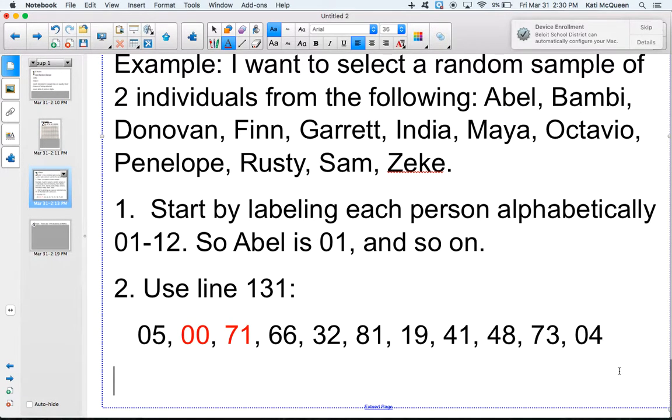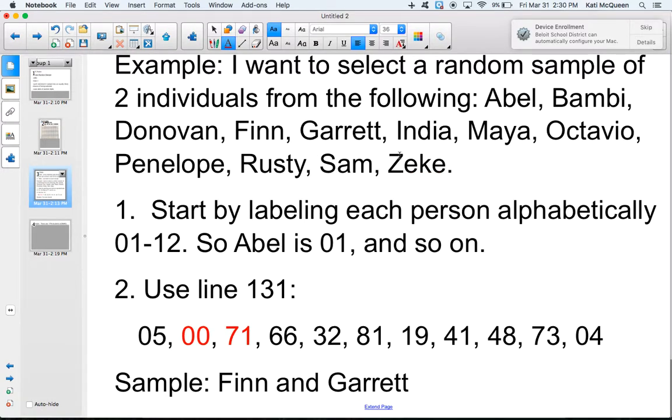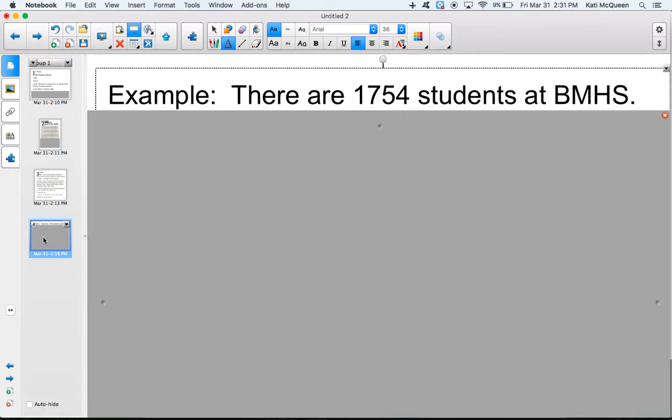So we want to think about who that would be. So 04 would be 1, 2, 3, 4. So my sample is going to be Finn because he's 04, and Garrett because he's 05. So in this one, it might be a little easier to put everybody's name on a piece of paper and put it in a hat, but you can see how if you were on a larger scale, if you had a big list of people and you were wanting to pick a bigger sample, it would be a lot easier to do this method instead, or a little bit quicker.